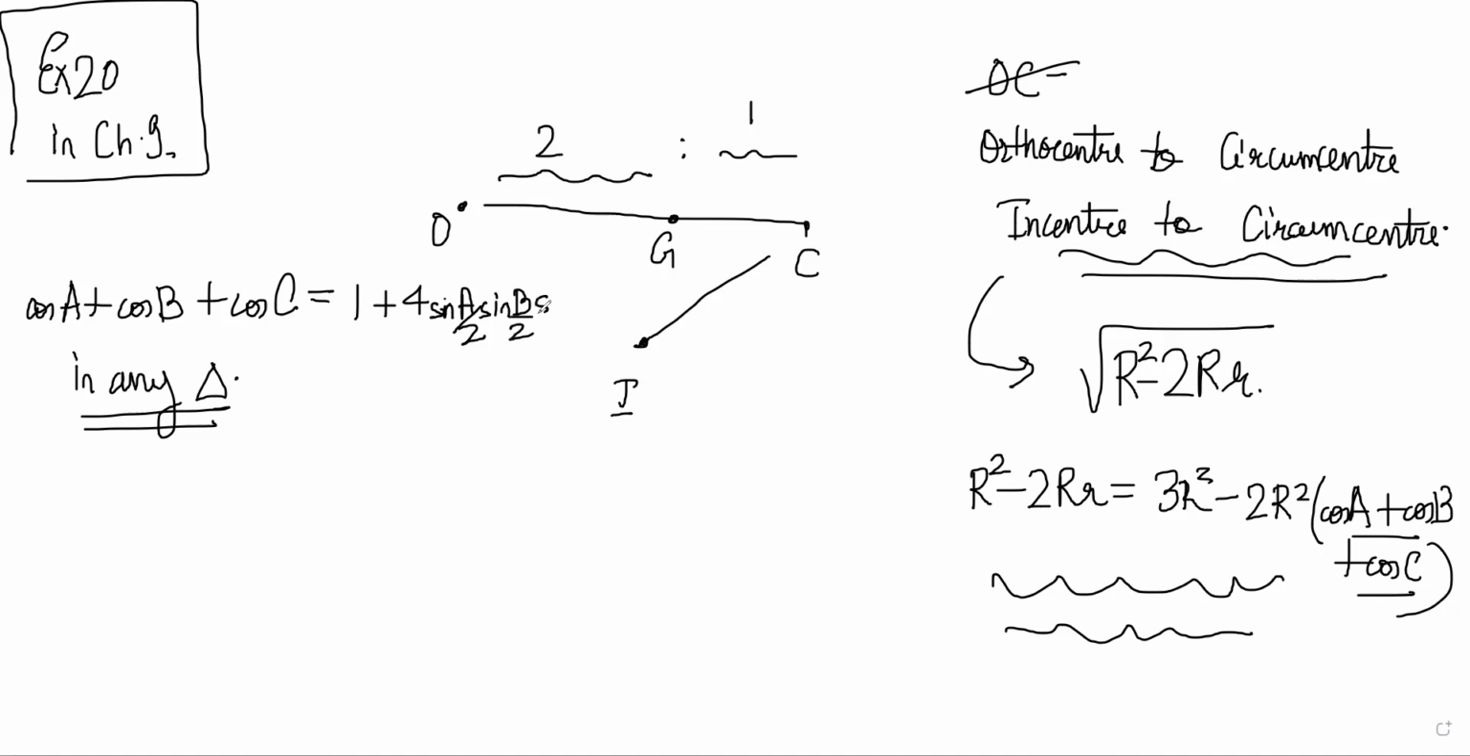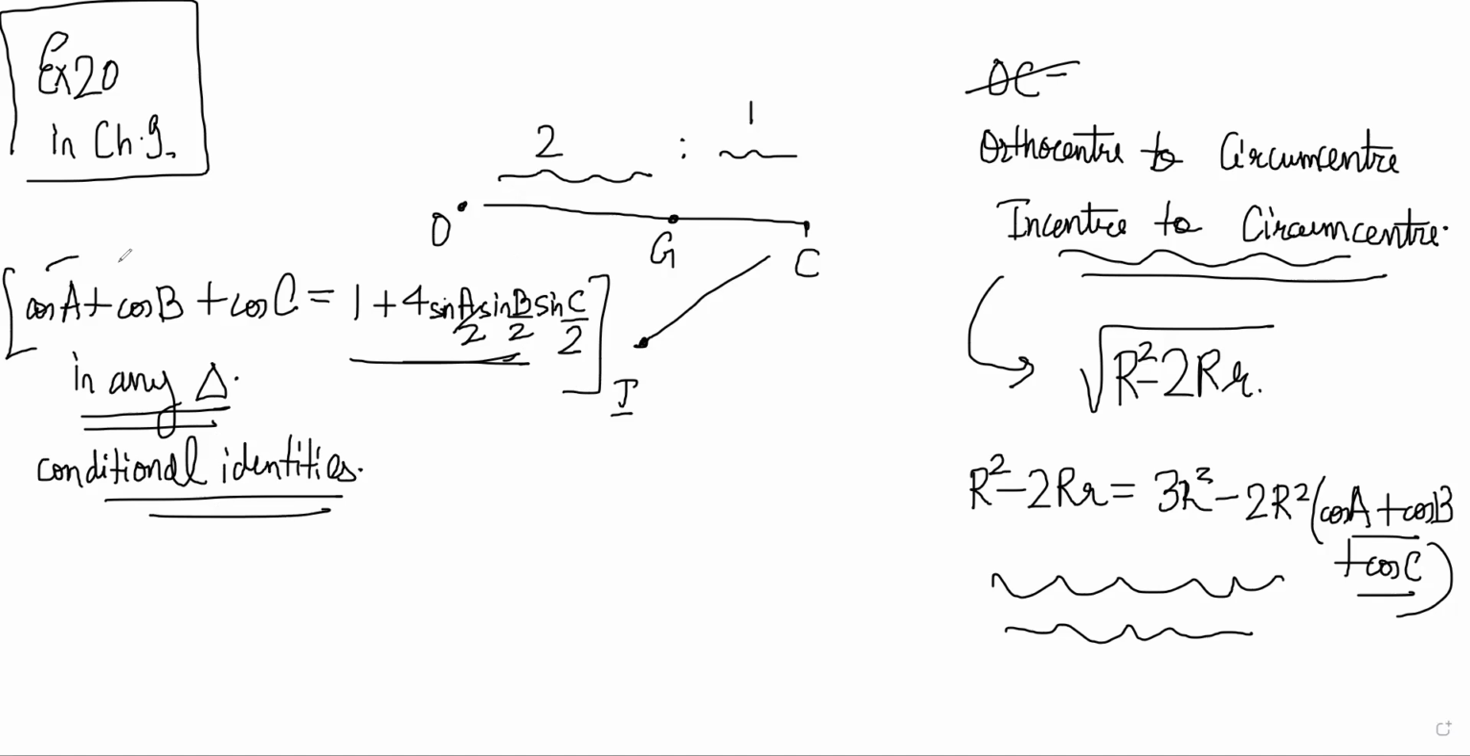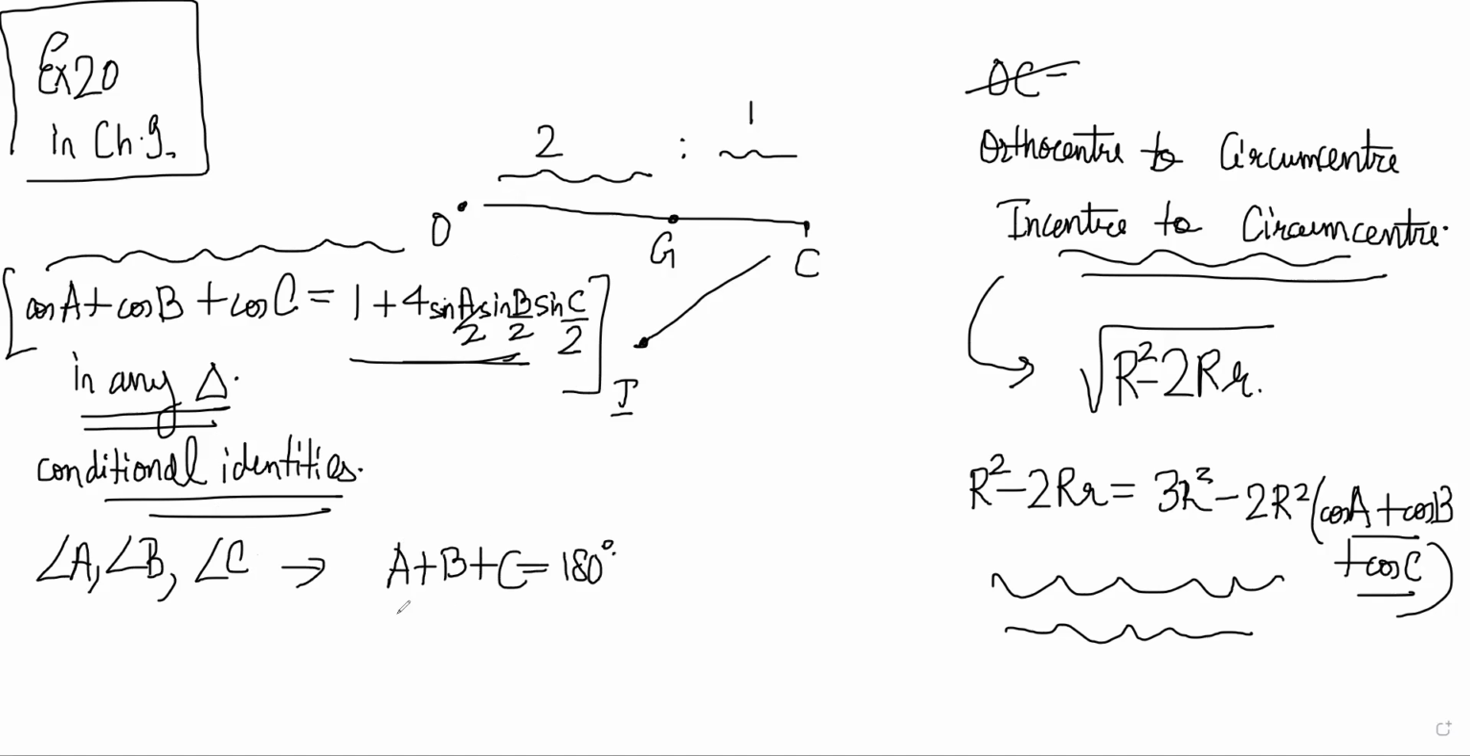Yes, sir. So the way you prove these, you need to learn how to prove these. These are called conditional identities. And they are conditional because this identity is true only if angle A, angle B, and angle C are part of a triangle. Basically, what it means is A plus B plus C should be 180 degrees. Only then.